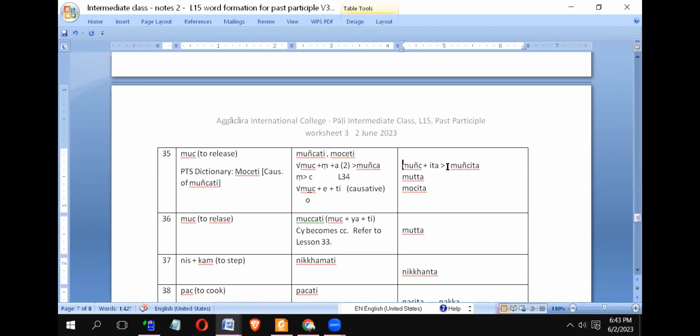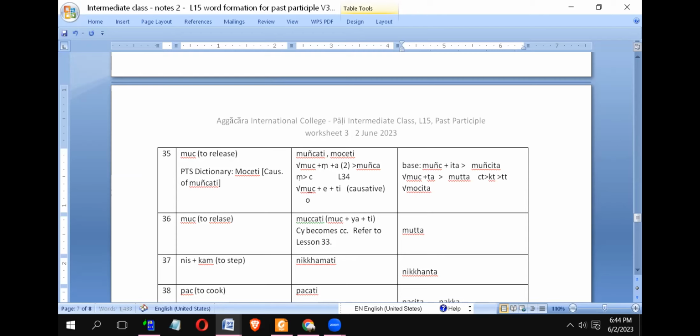Okay, how do you get this one? This is a base here. And then this one is much, also the root, plus ta. Okay. So CT becomes TT. Actually, I mean, this is extra information. CT sometimes changes to KT, then it changes to TT. There's a step here, but it's okay. If you just do it like this, much plus ta changes to muta, it is okay.